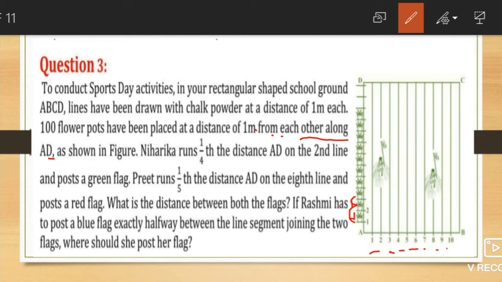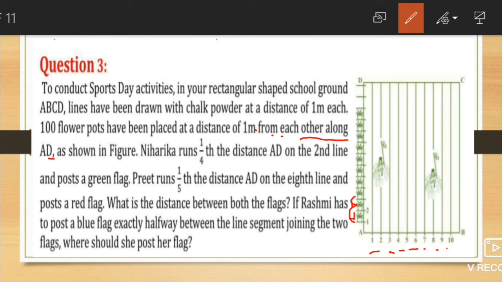So here is question number 3. As you can see, this question is a very large one, so let me read it. The question is: to conduct a sport day activity in your rectangular shaped school ground ABCD, lines have been drawn with chalk powder at a distance of 1 meter each, and 100 flower pots have been placed at a distance of 1 meter from each other along AD, as shown in the figure. Niharika runs 1/4 of the distance of AD on the second line and posts a green flag.